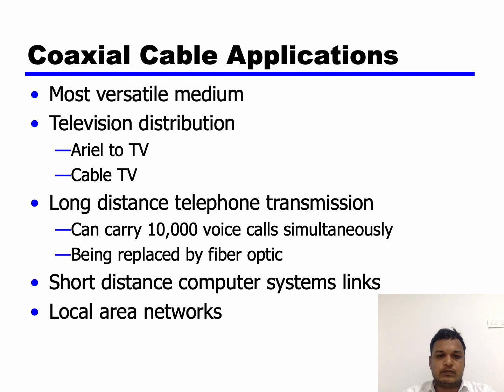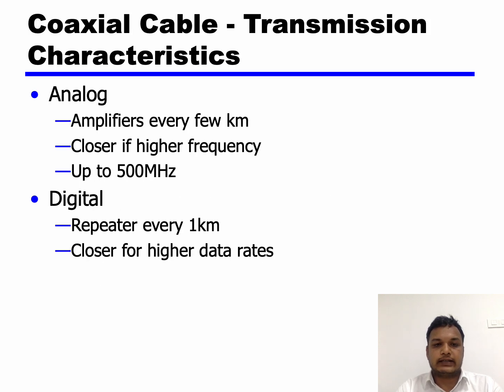Coaxial cable applications: it is the most versatile medium. It is mainly used for television distribution, like aerial to TV and cable TV. For long distance telephony transmissions, it can carry 10,000 voice calls simultaneously, though it is being replaced by fiber optics. For shorter distances, it supports computer system links and local area networks. Coaxial cable transmission characteristics are both analog and digital. In analog, you have amplifiers every few kilometers, closer if the frequency is very high, up to 500 megahertz. In digital, a repeater every 1 kilometer, closer for higher data rates.